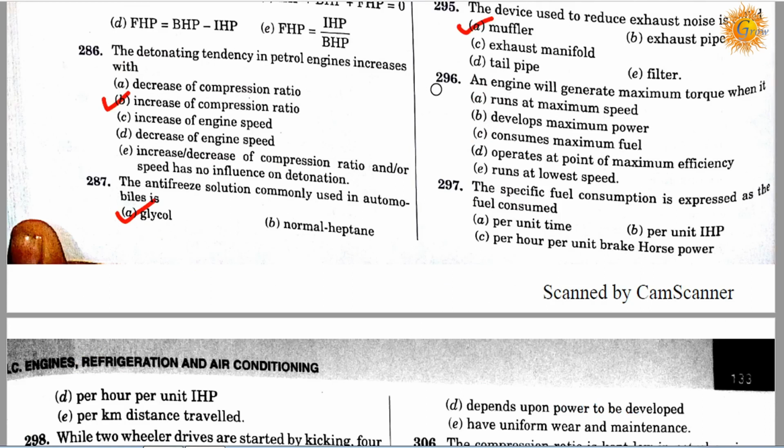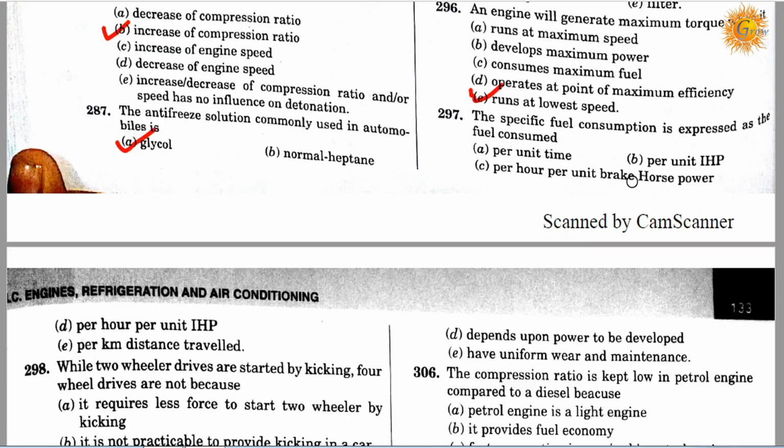Question number 296. An engine will generate maximum torque when it: option A, runs at maximum speed; option B, develops maximum power; option C, consumes maximum fuel; option D, operates at a point of maximum efficiency; option E, runs at lowest speed. So the correct answer will be E, when it runs at lowest speed.